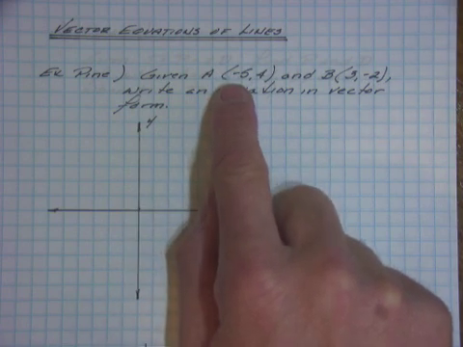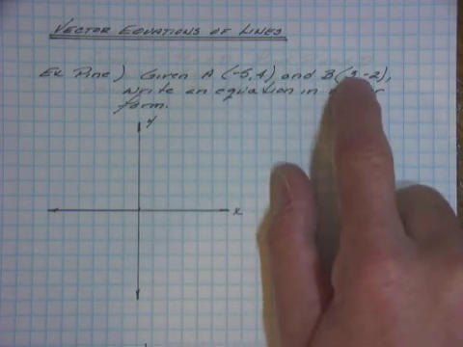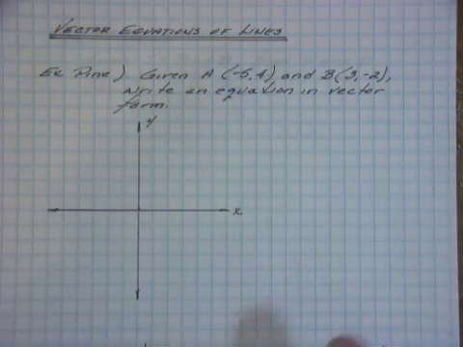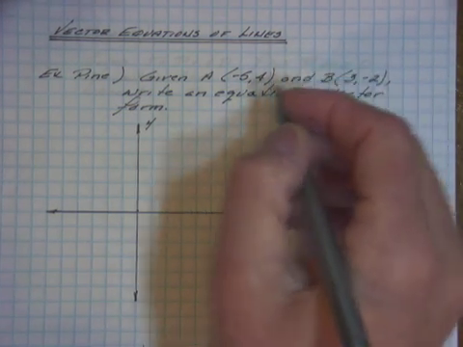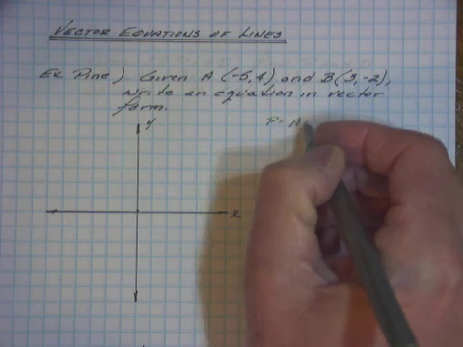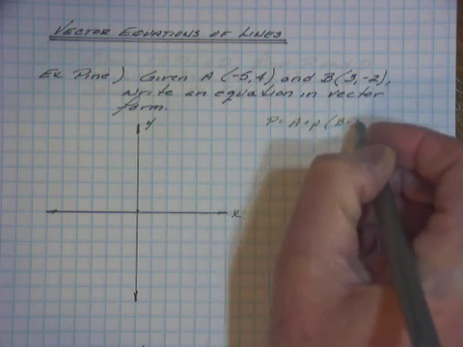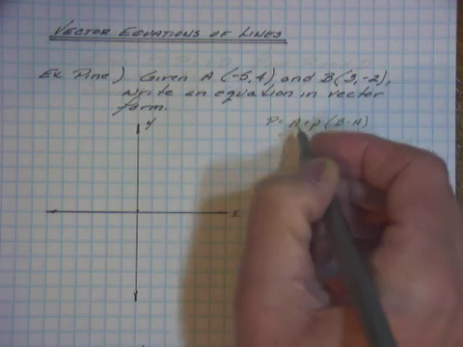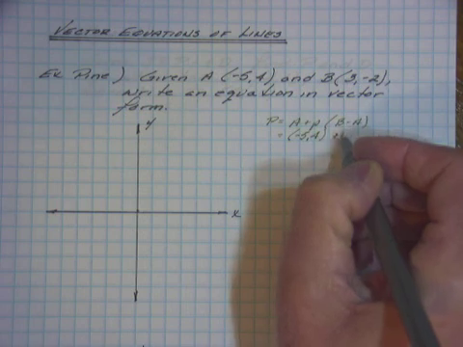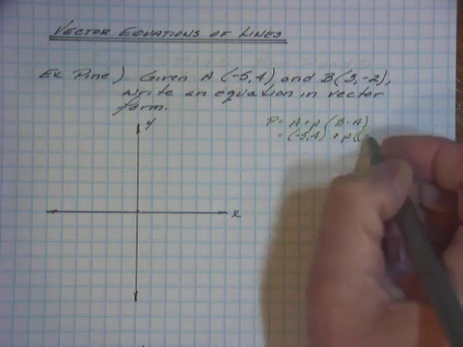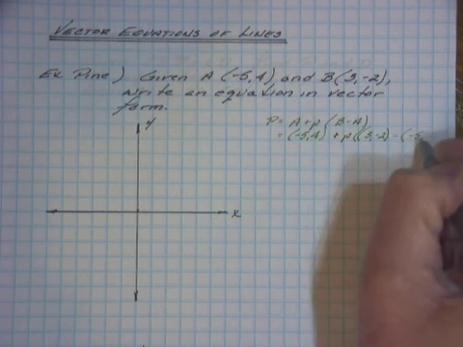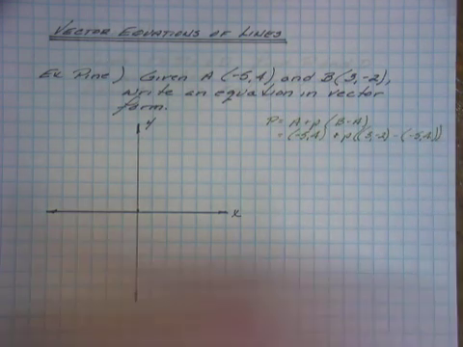Given point A at -5, 4 and point B at 3, -2, write an equation in vector form. We've done this many times. Let's go ahead and put p equal to A plus p times B minus A. Then we'll put in A: -5, 4 plus p times, and we've got 3, -2, that's point B, minus point A at -5, 4.